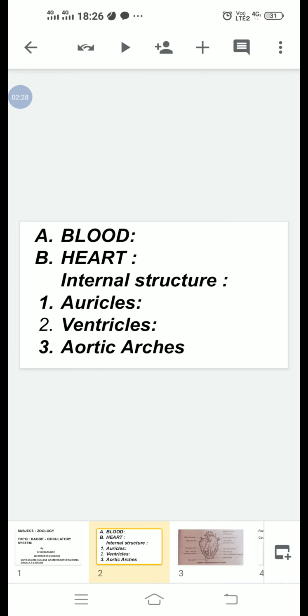The blood of rabbit is reddish in color. It is formed of plasma and corpuscles. The corpuscles include RBC, WBC and blood platelets. The RBC is non-nucleated and it contains hemoglobin.